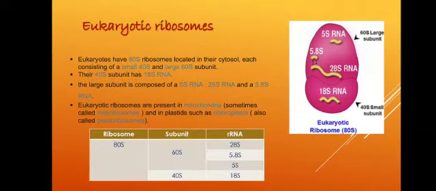Eukaryotic ribosomes are 80S ribosomes located in the cytoplasm, each consisting of a small 40S and a larger 60S subunit. The 40S subunit has 18S RNA, and the larger subunit consists of 5S RNA, 5.8S RNA and 28S RNA. Ribosomes are also present in mitochondria, called mitoribosomes, and in plastids such as the chloroplast, called plastidoribosomes.